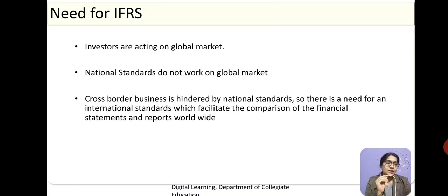to compare. Otherwise, if you follow Indian accounting standard, your company may be showing a different profit. If you follow US standard, it may be showing a different profit, which is where it shows discrepancies. So in order to have a common comparison platform, it's better to have a common framework or common set of rules and regulations. So we need IFRS in place.